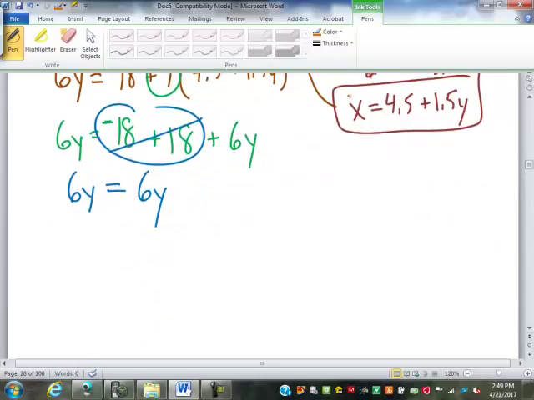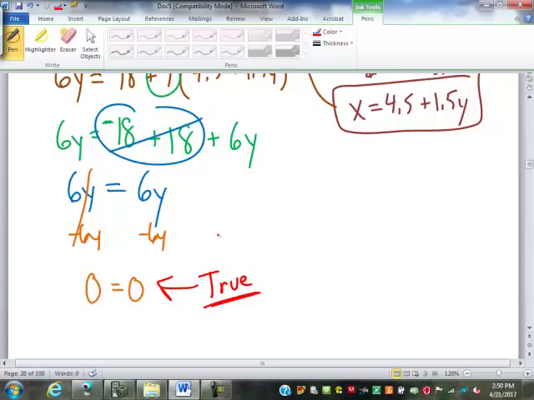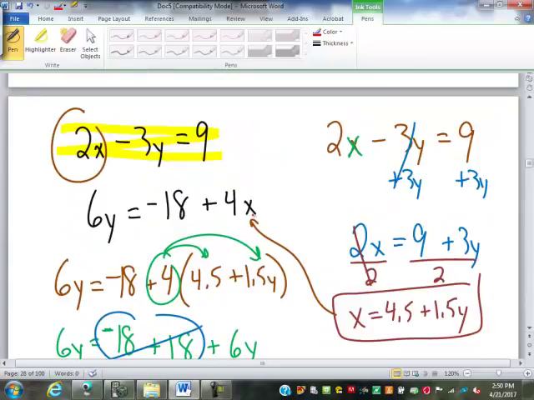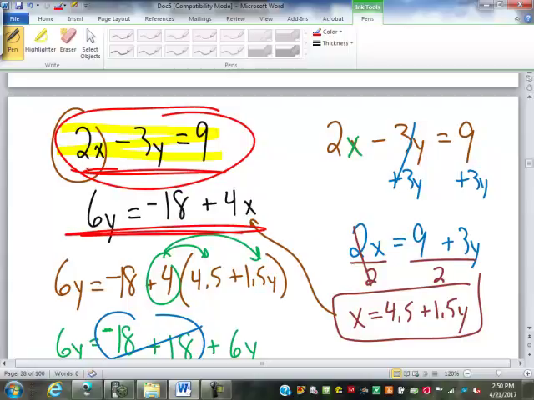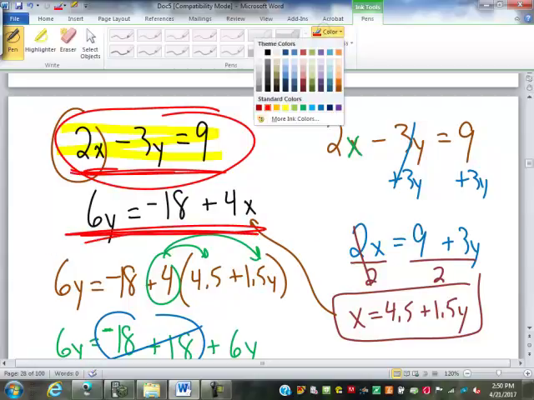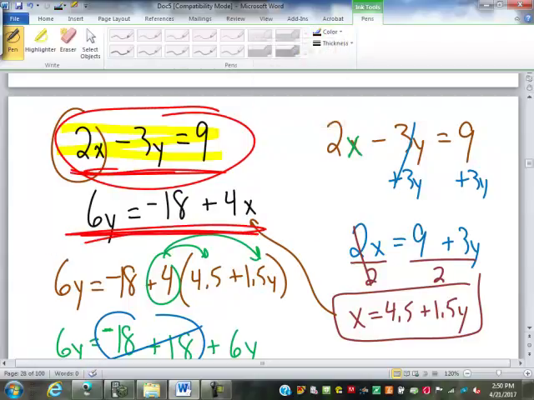I have a y on each side, a variable on each side, so I'm going to get rid of them. I subtract 6y, I've got 0 equals 0. Is that true? That is true. So what that means is that these two are the same line. So that means I can go back and I can just name either equation as a solution. So any point that's on this equation is also on that line is also on this line. So just naming the equation as the solution would solve that system.